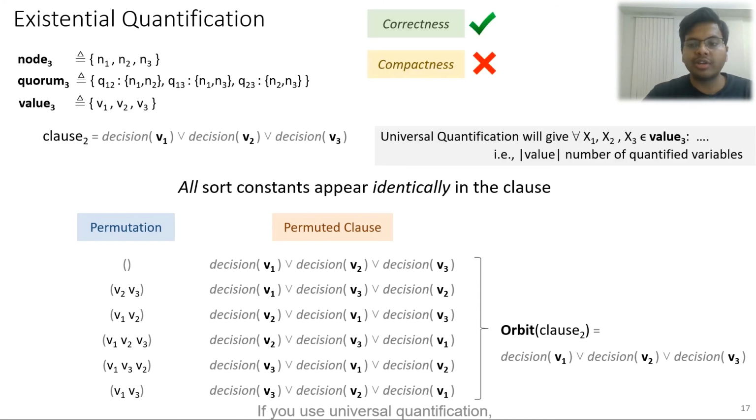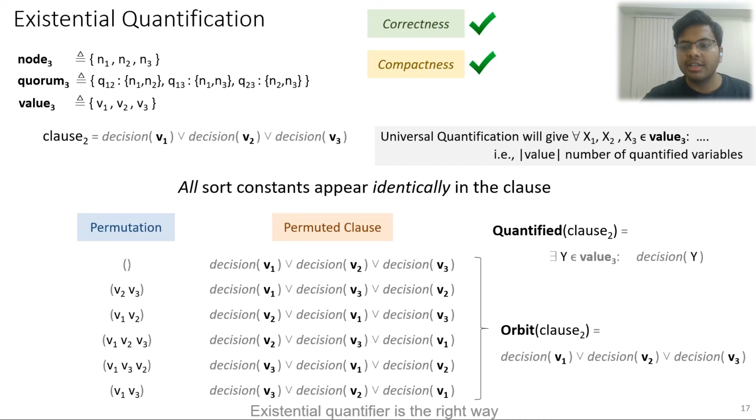If we use universal quantification, we would require 3 quantified variables, which violates compactness. That is, the number of universal quantifiers required will increase as we increase the value domain size. Intuitively, this means that if we increase the domain size to say 4 values, the clause orbit will expand horizontally and not vertically, and therefore inferring an existential quantifier is the right way to compactly encode the clause orbit.